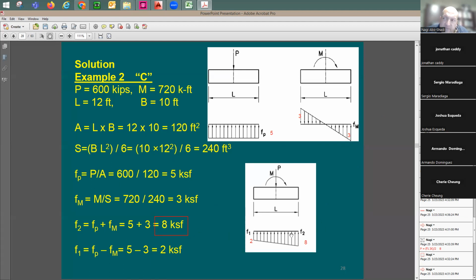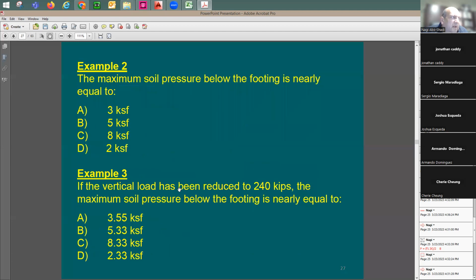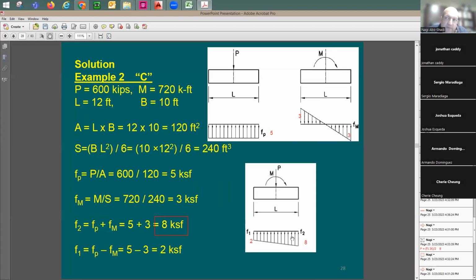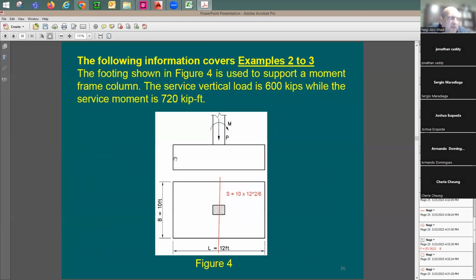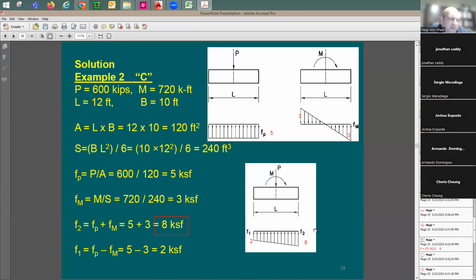I have more than one value for the stress distribution. One side is going to be 8, one side is going to be 2, and the problem in number 2 says maximum soil pressure. I'll give you the highest value. We're just hoping in this specific problem that we're not going beyond the allowable soil bearing pressure, even though in this problem it was not given. All I need to do is just find out the pressure under the footing.